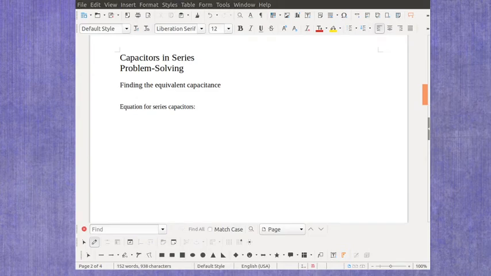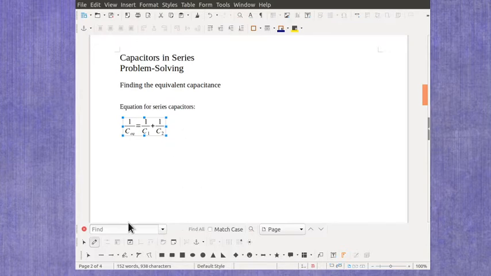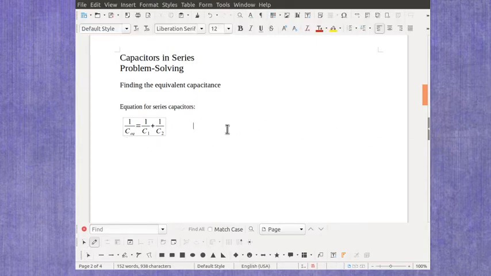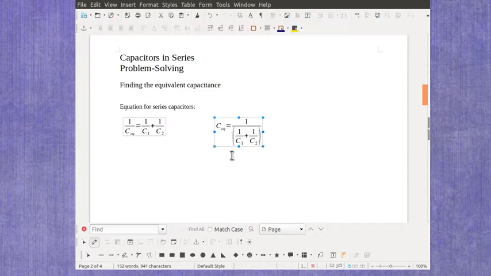Well, the equation for a series set of capacitors is the inverse equation. So 1 over the equivalent capacitance is equal to 1 over C1 plus 1 over C2. Now that gives me 1 over the equivalent capacitance. If I want to actually go through here and find the equivalent capacitance, I would have to take 1 over that quantity, 1 over C1 plus 1 over C2.